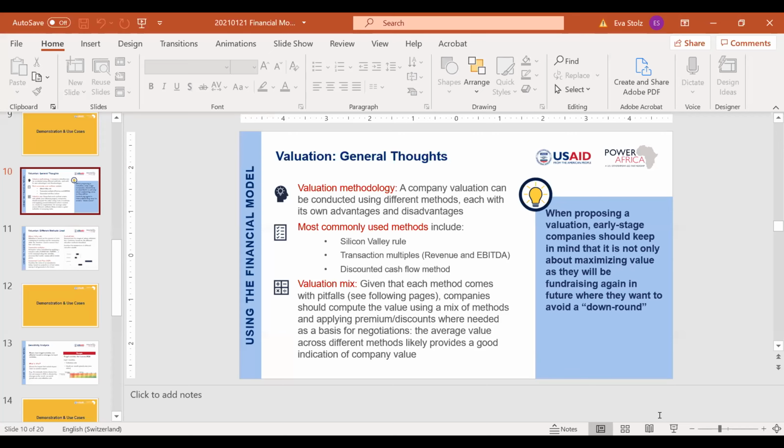Thanks a lot, Tukam, for this. So now I would like to start with one of the other key values that are interesting to investors. And before taking you through the valuation calculations in the model, I would like to share some general thoughts on valuation.